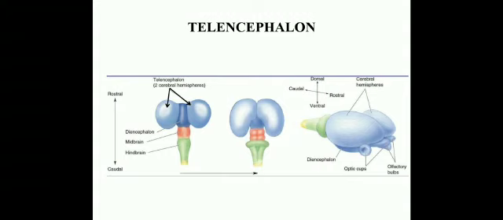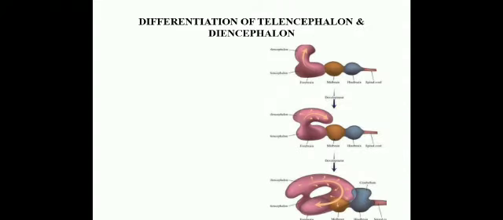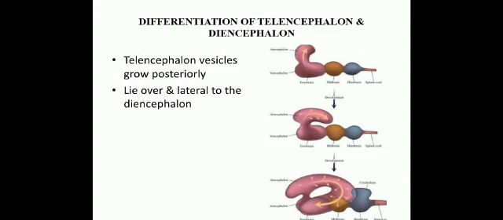Here we can observe the telencephalon giving rise to the 2 cerebral hemispheres. The developing cerebral hemispheres enlarge forward, upward and backward in that order. As the vesicle grows backwards, it overlaps successively the diencephalon, mesencephalon and cerebellar rudiments. So, it lies over and lateral to the diencephalon.